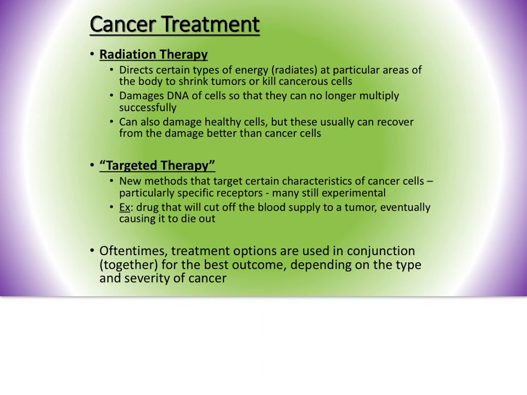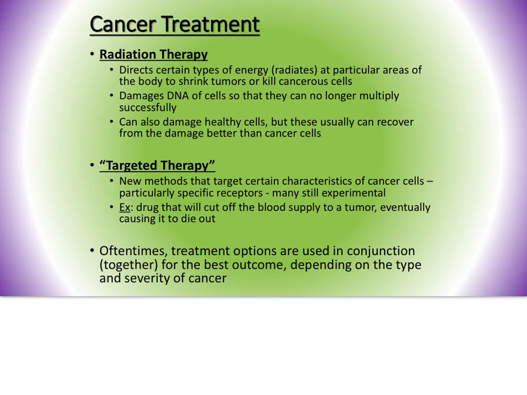Third one's radiation. You've probably heard of this too. This is where you direct energy, radiation, at an area of the body where there's a tumor in hopes that you can shrink the tumor and kill the cancer cells. Now, what radiation will do is it will damage the DNA of cells and hopefully keep them from multiplying rapidly. Radiation is a lot better than it used to be.